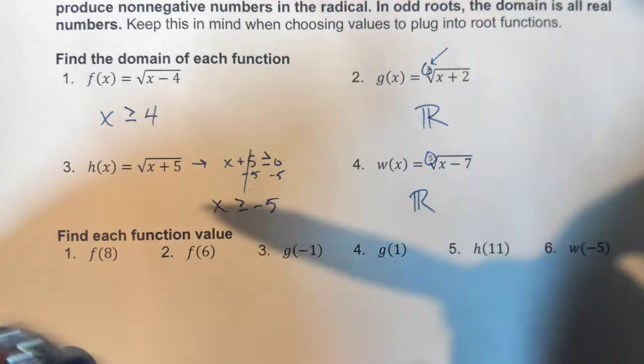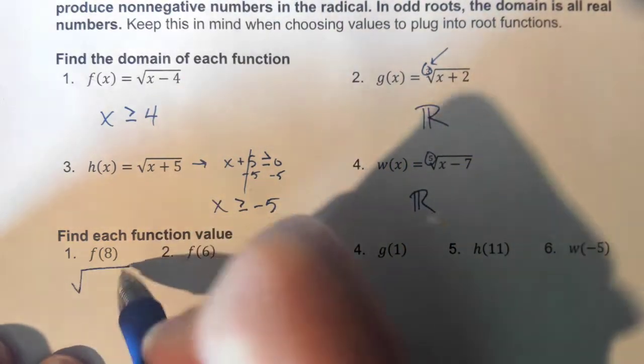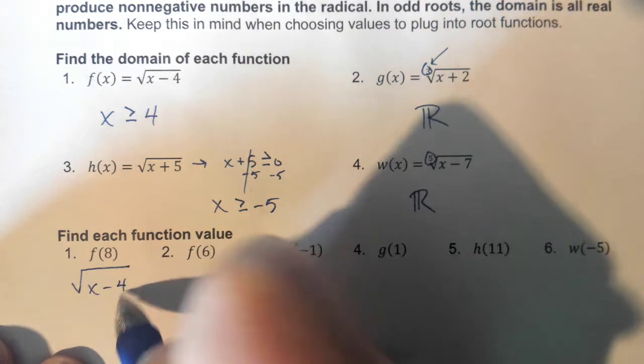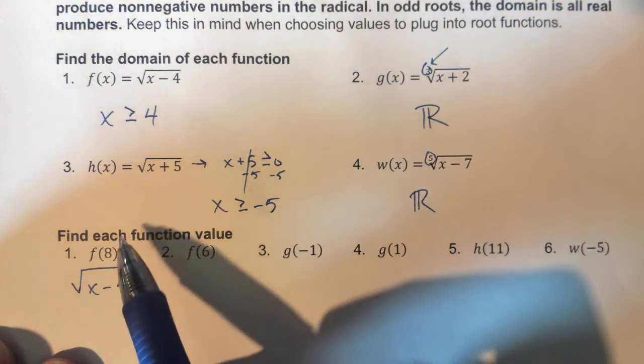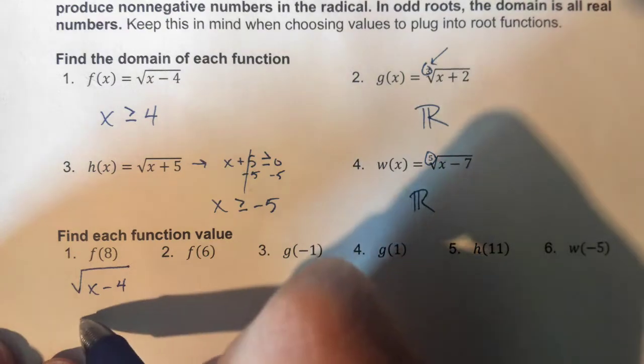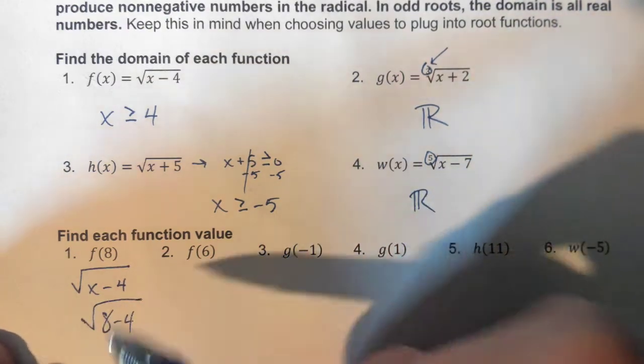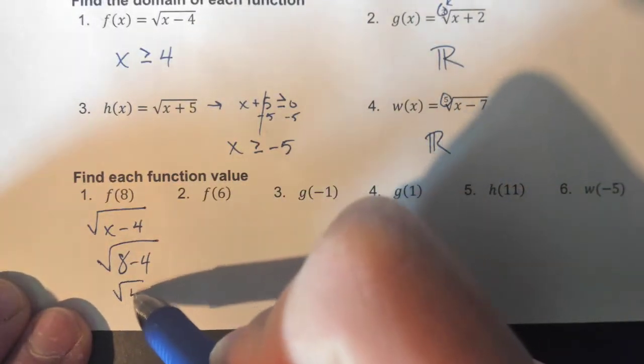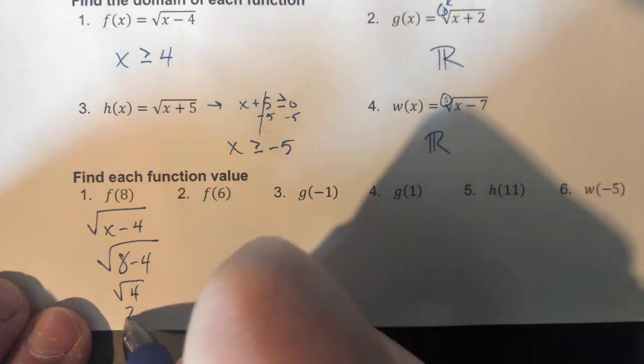So the f function, I'll write it down, is the square root of x minus 4. So I'm plugging in 8 for x. So it's the square root of 8 minus 4. So that's the square root of 4. And we know that the square root of 4 is 2.